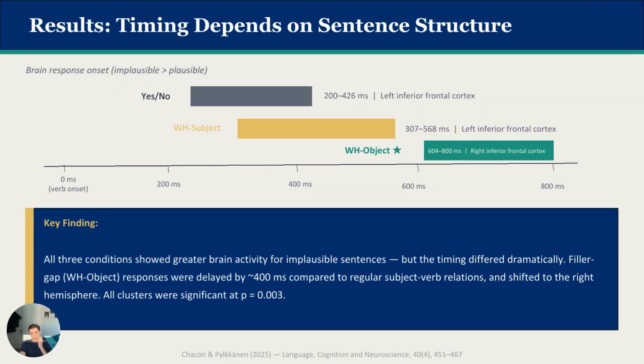Now, the results show that the brain response differed by the sentence type. For the first 2 sentences, the yes and no and the W subject, the brain response for the implausible sentence comes earlier, starting from 200 all the way to 568 milliseconds, and it appears specifically in the left inferior frontal cortex. However, for the main manipulation, the filler gap dependency, W object condition, the brain response occurs 600 to 800 milliseconds after verb onset, and also on the right side of the brain, so the right inferior frontal cortex.